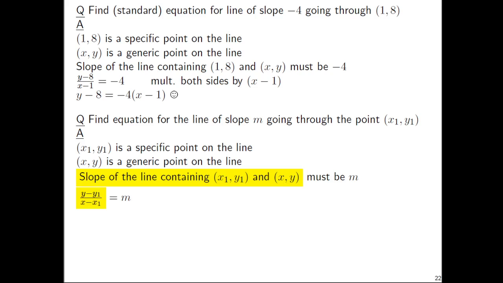We just run it through the slope formula. So y minus y1 over x minus x1, change in y over change in x. That must be m, so equals m. Now, multiply both sides by the denominator. You have y minus y1 is equal to m times the quantity x minus x1.